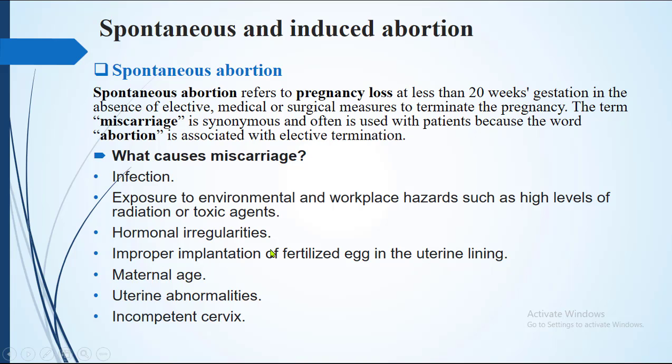Then improper implantation of the fertilized egg in the uterine wall, in the uterine lining. I already discussed implantation. Implantation is the attachment of the embryo with the uterine wall. So if the implantation is not in a proper position, for example, if it has taken place at the end of the uterus near the cervix, the placenta cannot form properly, so it can lead to miscarriage.